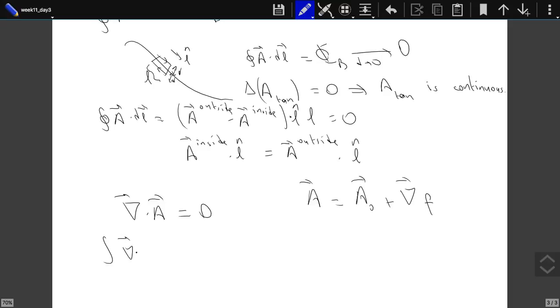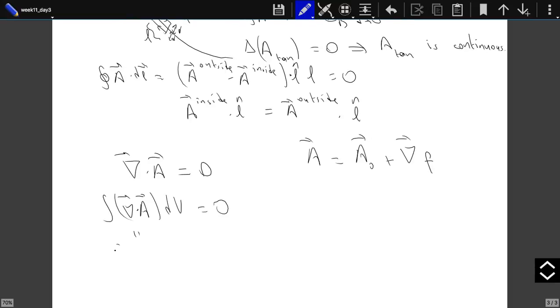So if we integrate the divergence of A over some volume, well, divergence of A is 0, so its integral is 0. But at the same time, this is nothing but the integral of A dot dS over any closed surface. This should also be equal to 0.